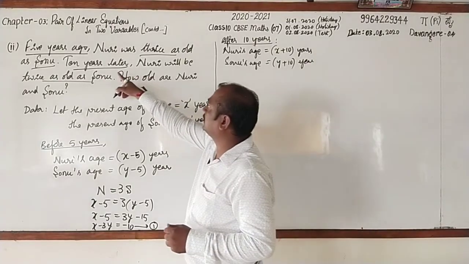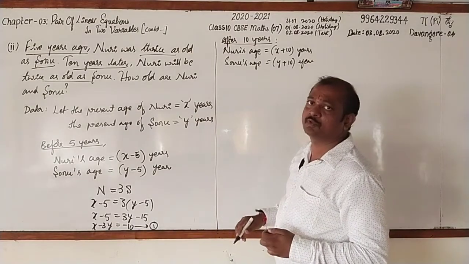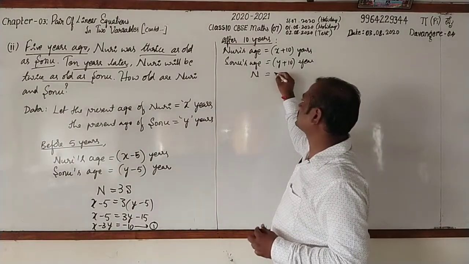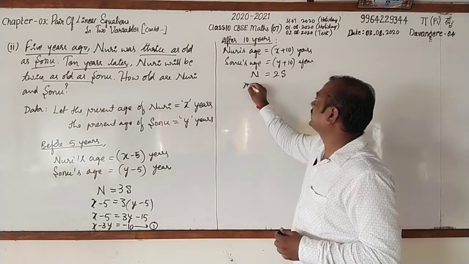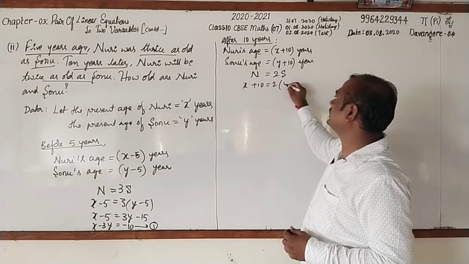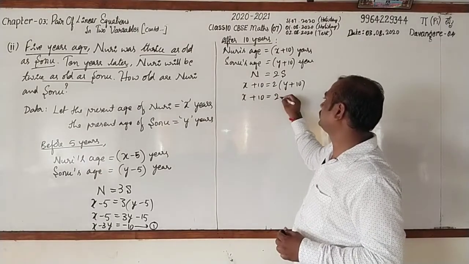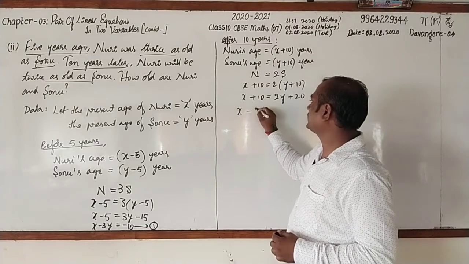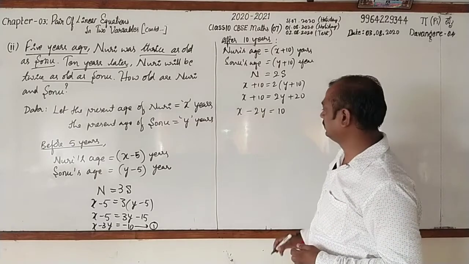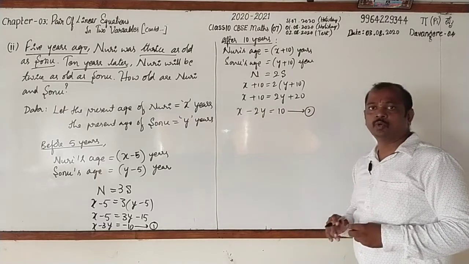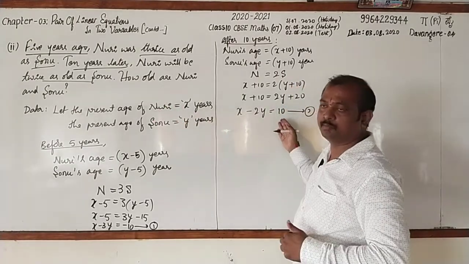But it has been given that 10 years later, Nouri will be twice as old as Sonu. For your reference, Nouri will be twice as old as Sonu. Nouri's age x plus 10, 2 into Sonu's age y plus 10. It is x plus 10 is equal to, multiplying by 2, 2y plus 20. Now x minus 2y equals 20 minus 10, it will be 10. Call it equation 2. Now, we have converted the given situation into mathematical equations.